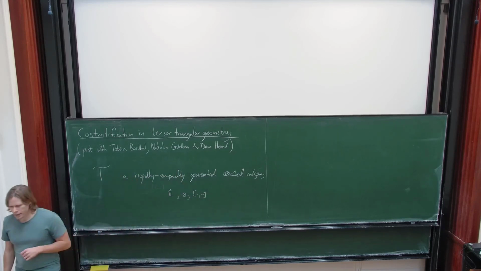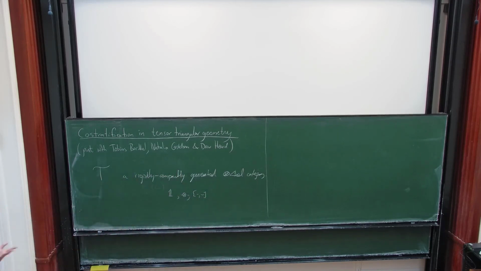Okay, so we have a lot of the usual suspects: the derived category of a commutative ring, the derived category of an E-infinity ring spectrum, the stable module category of a finite group, G-equivariant spectra for a compact Lie group G, the motivic stable homotopy category over a characteristic zero field. These are all rigidly compactly generated categories. Okay?